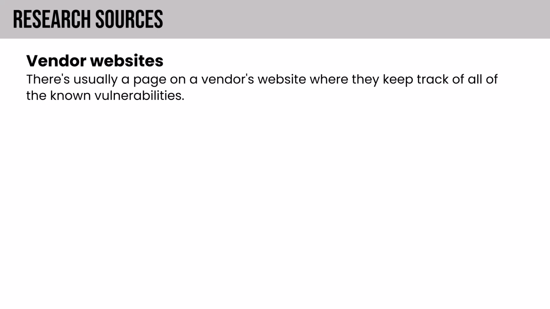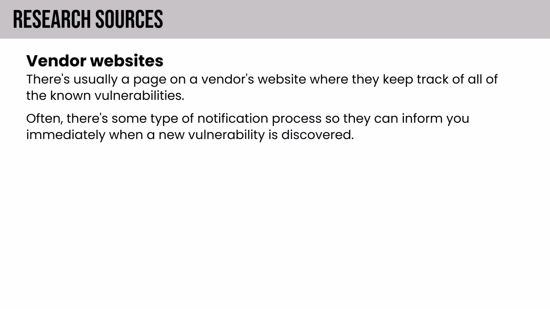Vendor websites are a good source of information because vendors often keep track of and publish their known vulnerabilities for their software. A lot of your vendors also have notification channels. They have a process so they can inform you immediately when a new vulnerability is discovered. Exactly how will vary by vendor, but they generally give you a way.